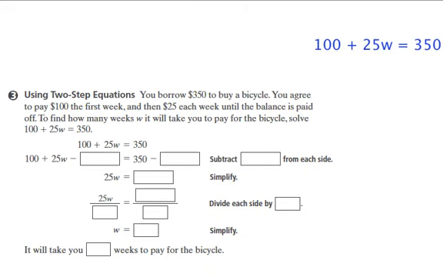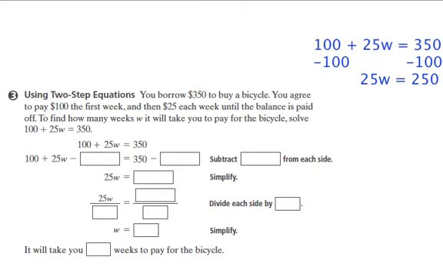Write the equation off to the side. It will make it easier to solve, and we can solve it our way and not have to use the textbook's way. We're going to begin by subtracting 100 from both sides of the equation. Because 100 is being added to the variable, we subtract 100 from both sides. On the left-hand side, the 100s cancel each other out, so you're left with 25W. On the right-hand side, 350 minus 100 is 250. So now our equation to solve is 25W equals 250.